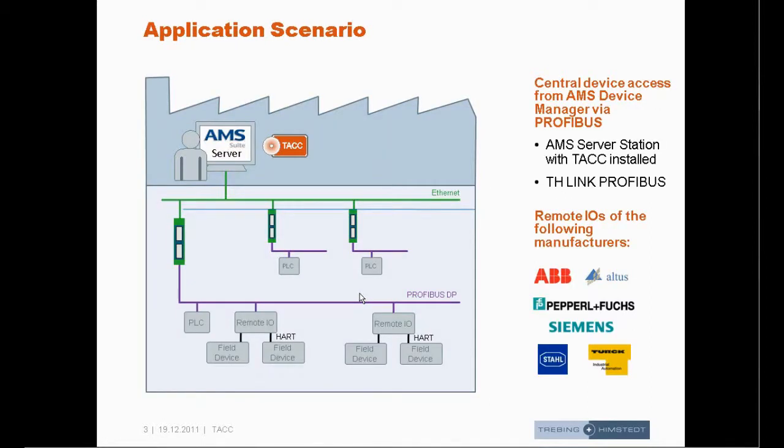And this is our application scenario. We have the AMS Device Manager installed on our server, and in addition our TACC with a HART Over PROFIBUS part. We have a couple of PROFIBUS DP strands with PLCs and different remote IOs from different vendors, and the TH LINK PROFIBUS is used as the gateway and access point from Ethernet to PROFIBUS.